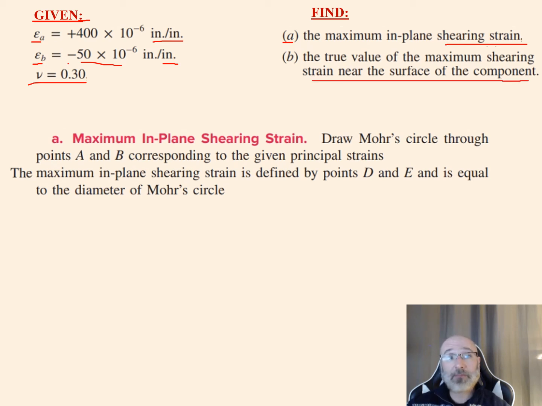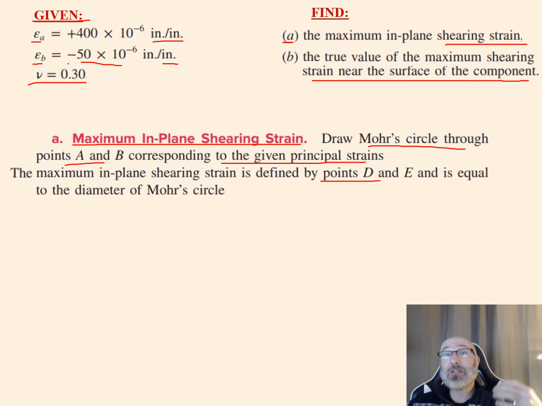From here, we can come up with a little bit of a procedure for analysis. For part A, they want us to find that maximum in-plane shearing strain. So how can we do this? What's our plan of attack? We're going to draw a Mohr's circle through our points A and B corresponding to the given principal strains. Within this, the maximum in-plane shearing strain is defined by our points D and E, and this is equal to the diameter of our Mohr's circle.